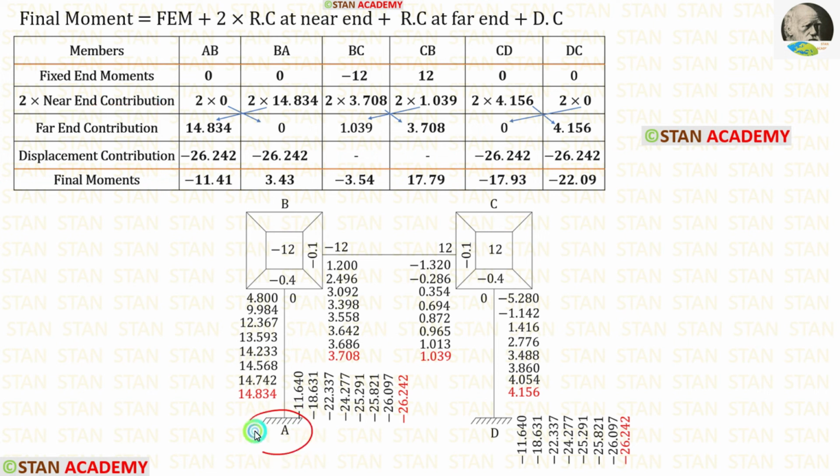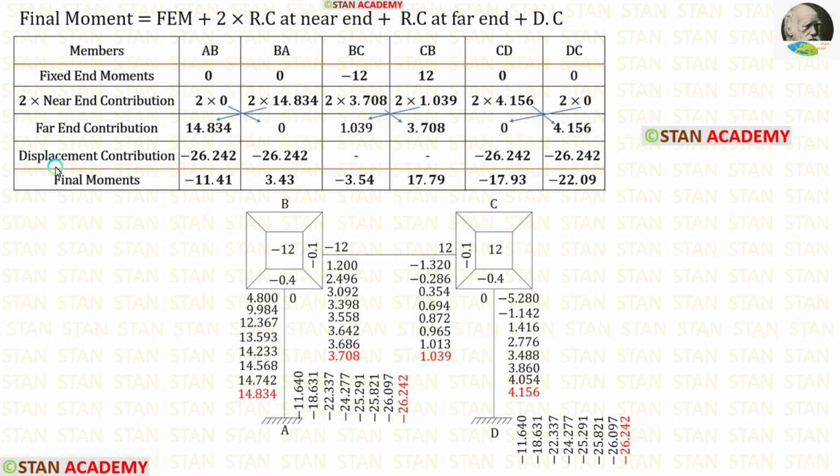We know that in the points A and D, the rotation contributions are 0 because in these points we have fixed supports. So for AB and DC, 2 into 0. For BA, it is 14.834. For BC, it is 3.708. For CB, it is 1.039. For CD, it is 4.156. Using the arrows, we can enter the far end rotation contributions.